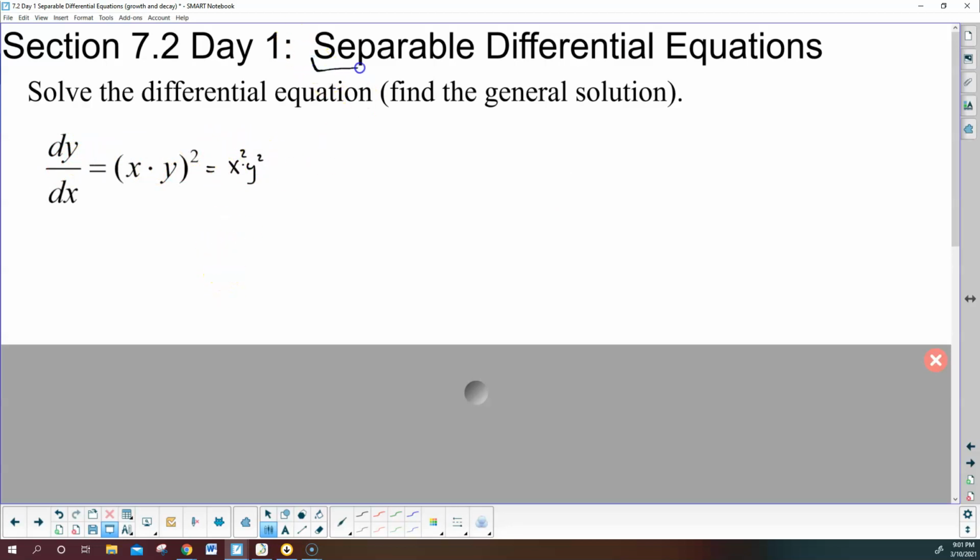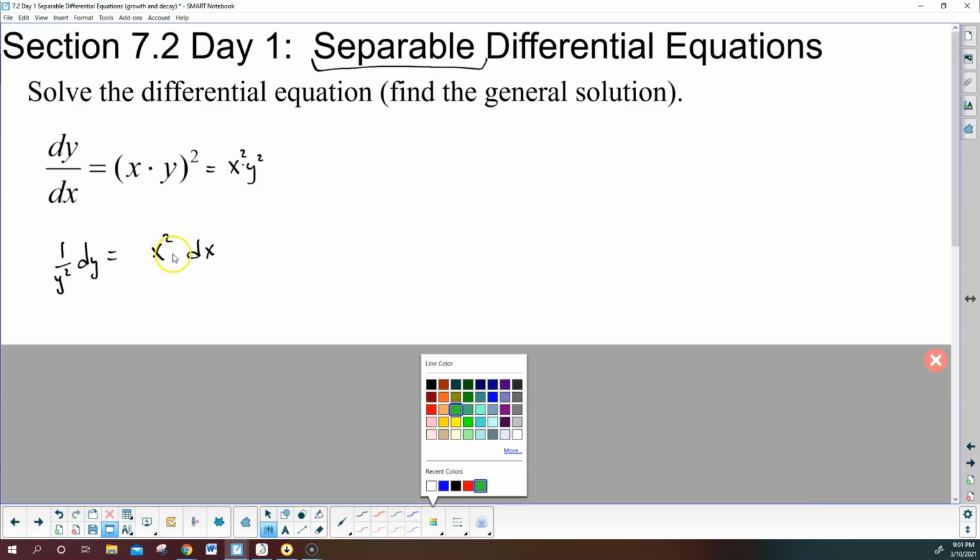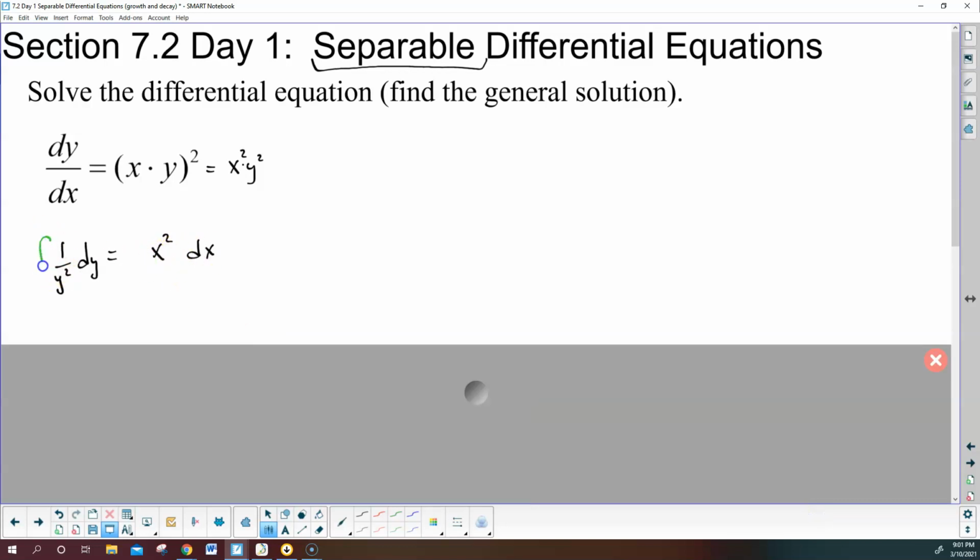Now notice the word separable. I need to separate the x's and y's. I need dy to stay on the left side, and I need dx to move over on the right side. What that means is that anything with an x is going to stay on the right, and anything with a y has to move over using algebra. So here I have times y squared, so I'm going to divide by y squared. Notice I separated the x's from the y's. Now I'm going to find the antiderivative.